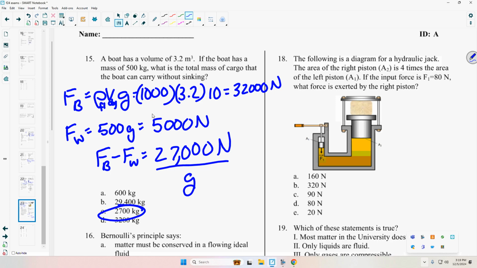So it's 2,700 kilograms. A couple of things: you have to know the buoyant force, and then realize that the boat already takes up some of that buoyant force, right? And then in addition to that, what else can you put into the boat? In this case, that's 2,700 kilograms.